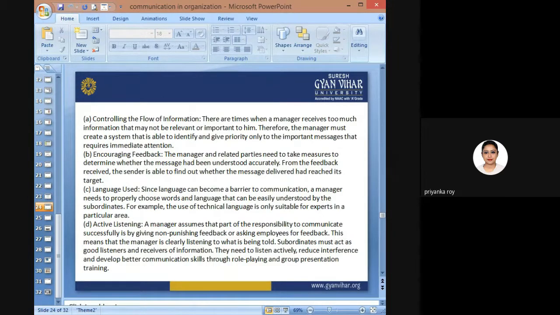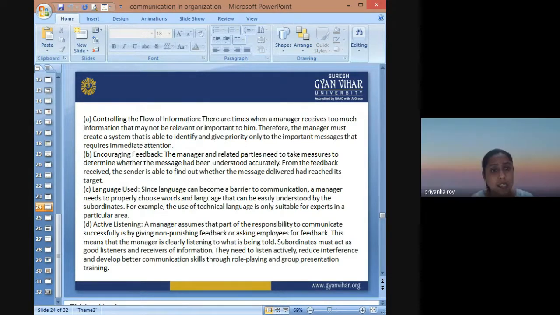So, controlling the flow of information. There are times when a manager receives too much information that may not be relevant or important to him. Therefore, the manager must create a system that is able to identify and give priority only to the important messages that require immediate attention.